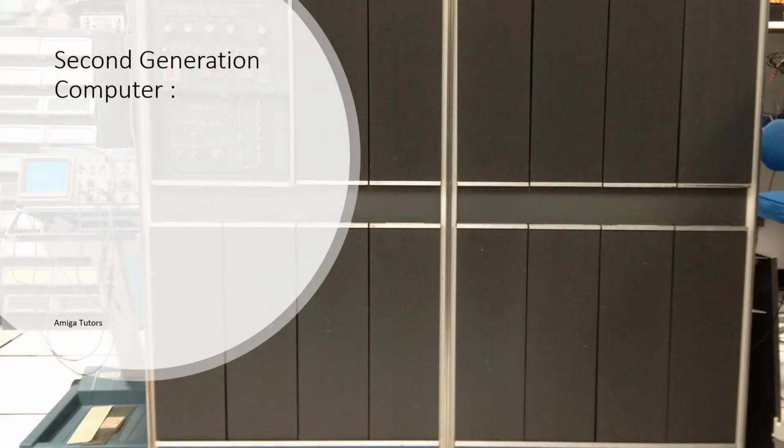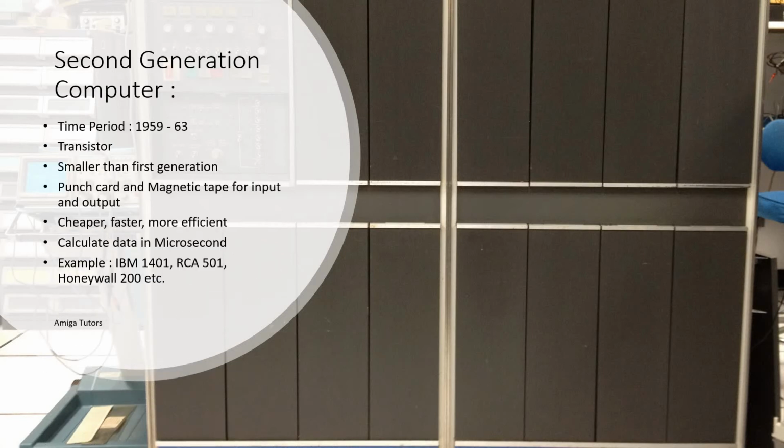Here it comes, the second generation of computers. Its time period starts from 1959 and ends in 1963. This time it used transistors and it was smaller than the first generation. It used punch cards and magnetic tape for input and output. It was cheaper, faster, and more efficient than the previous one, and it could calculate data in microseconds. Examples: IBM 1401, RCA 501, Honeywell 200, and more.